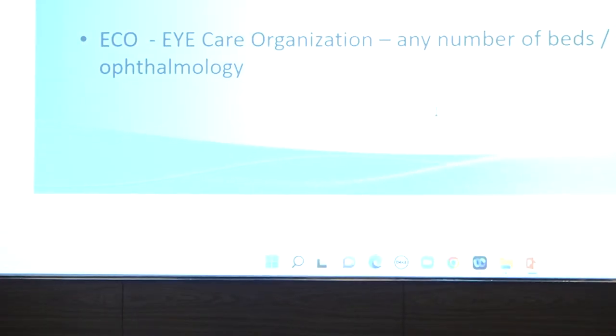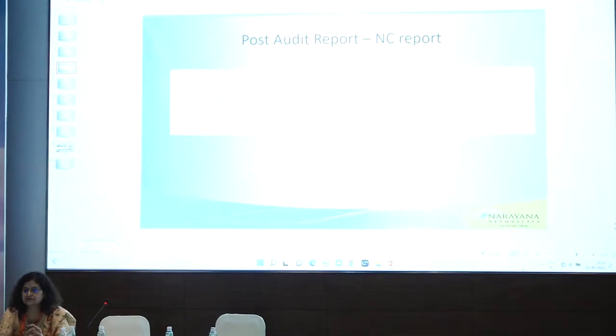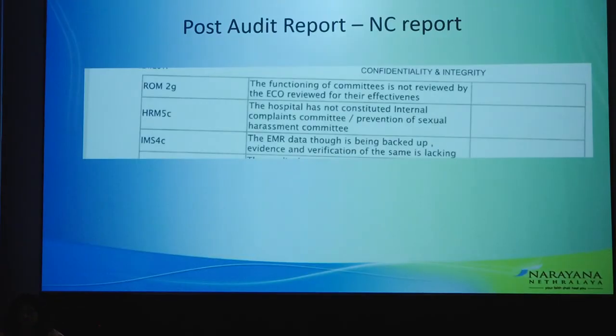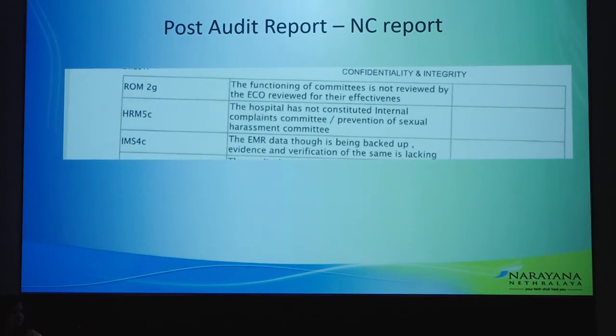So post-assessment, what you basically get are lots of things, but the important thing is that immediately you get your non-conformances, right? This will be given to every hospital, okay? So here there are 3 components. This is the standard against which the things were not found up to the mark, or the non-conformance to that particular standard. That's why I say NC. So ROM 2G, you have to go to chapter ROM, standard number 2, element number G.